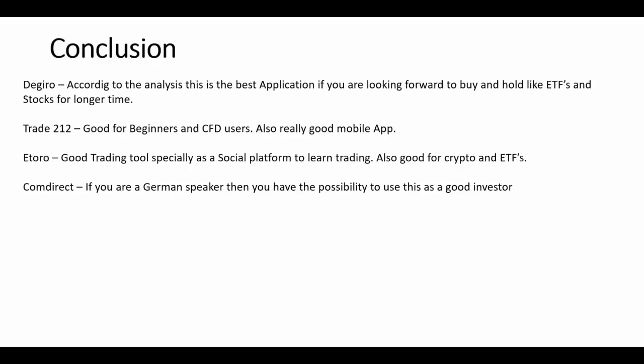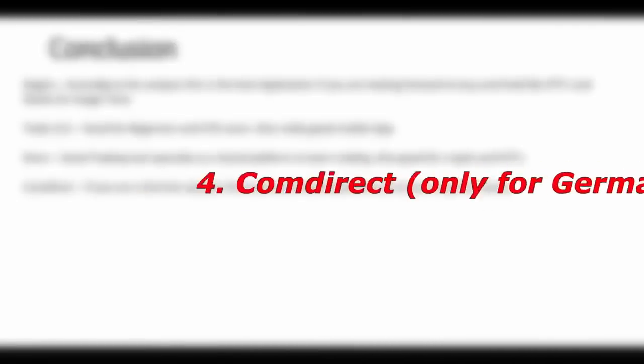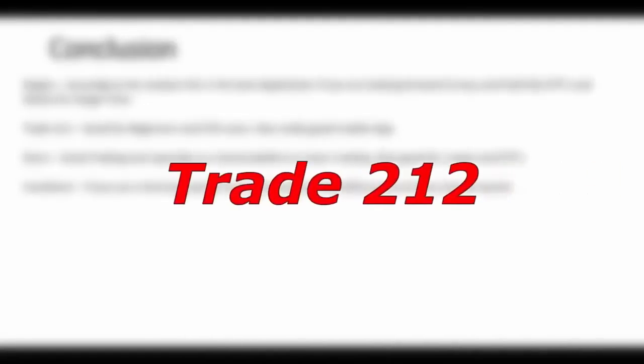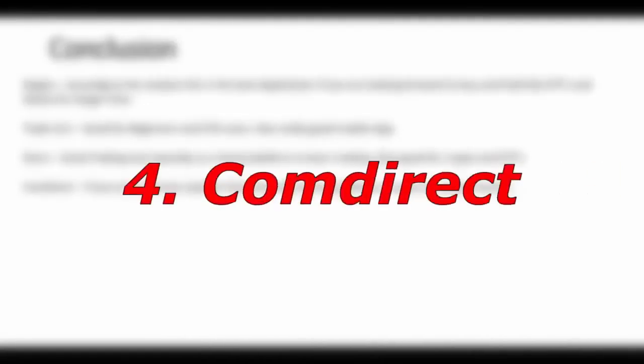Let's say if I would be going in for daily trading, intraday trading, then I would rank these apps in this manner. So the first one would be Trading 212. The second one would be DeGiro. The third one would be eToro, and the fourth one would be Comdirect. And from the investment point of view, I would rank them the following. First would be DeGiro, second would be eToro, third would be Trading 212, and fourth would be Comdirect.